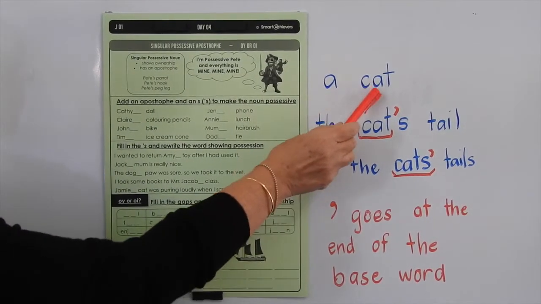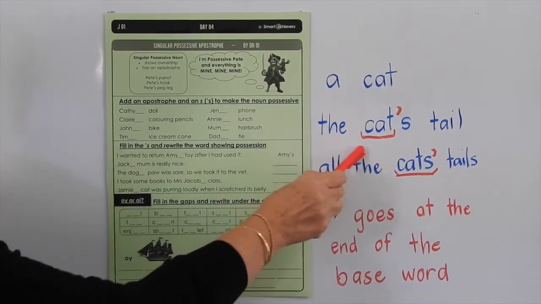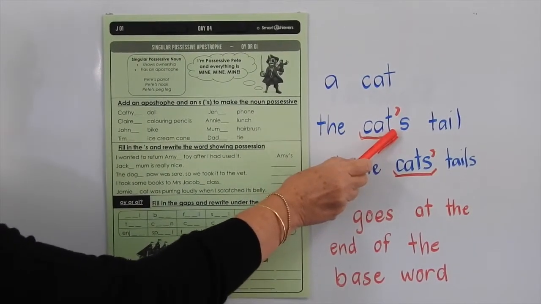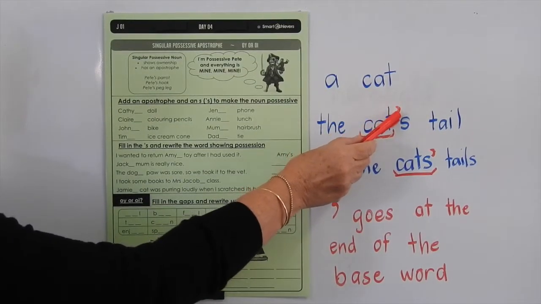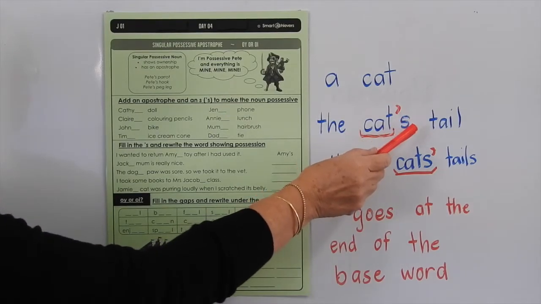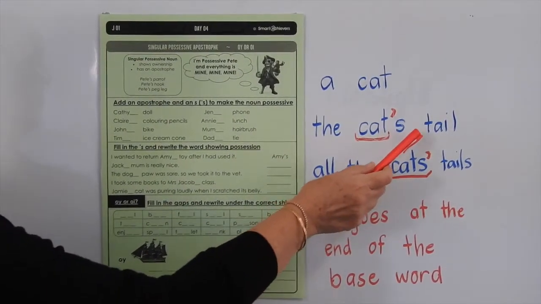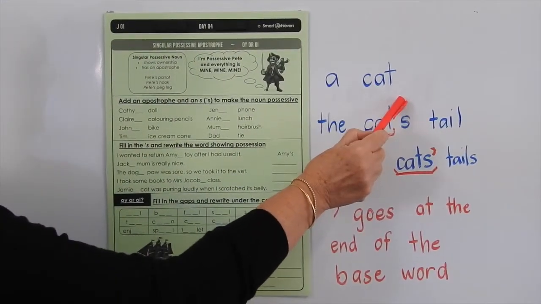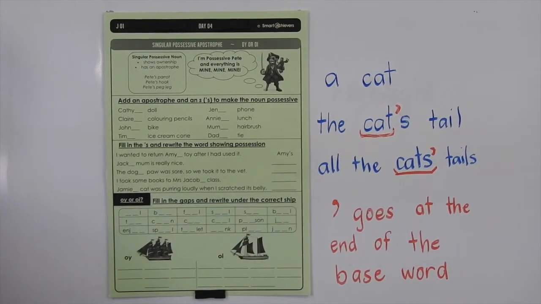So you might have a cat, the cat's tail. You're not saying there's lots of cats, you're saying there's only one cat. So to indicate that there is only one, we put the apostrophe at the end of the base word, and then the only reason that S is there is because it would sound funny if you said the cat tail. You want to say the cat's tail. So we're saying the tail belongs to the cat, and that's the possessive apostrophe we put in there.